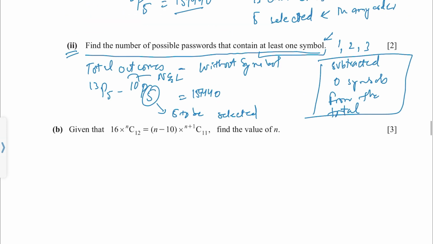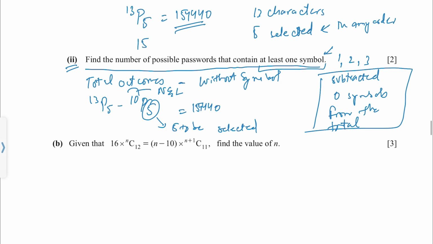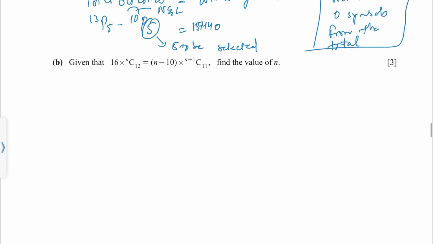154440. Sorry, I made a mistake here. This was 154440, and this would be 154440 subtracted by 10P5, which is 30,240, and the final answer would be 124,200.